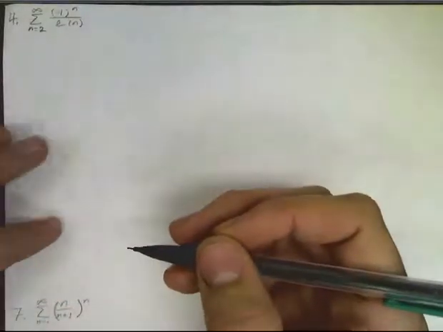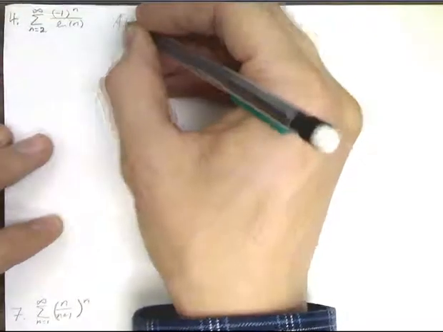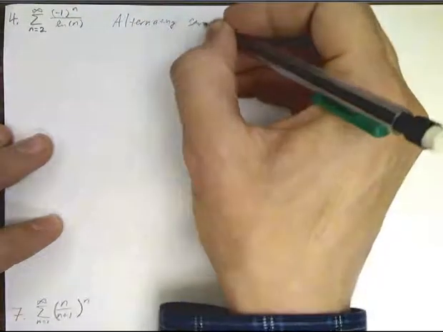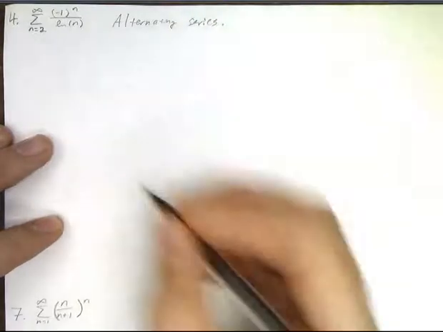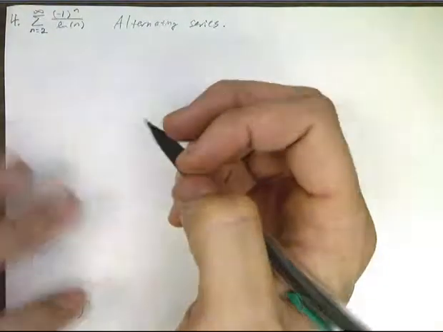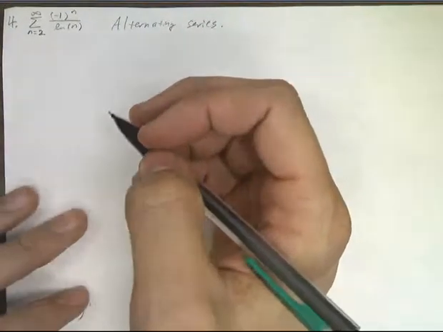Okay, let's look at number 4. This is an alternating series. So I have a couple of choices. I could try first to see if it converges absolutely. Maybe I would use the ratio or the root test, but I'm going to start with just the alternating series test.